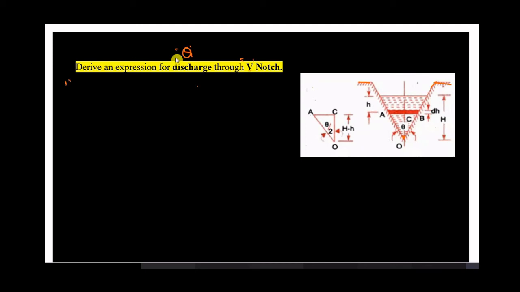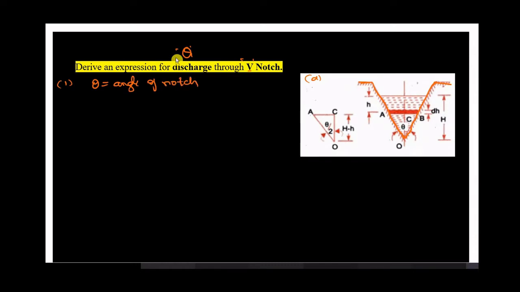First, what we do, we'll consider one V-shaped notch. For example, look at this diagram or sketch A. So in this sketch, we have taken one V-shaped triangular notch. And theta is the angle of the V notch. I will write here, theta is angle of notch.